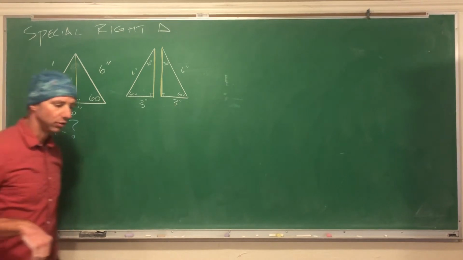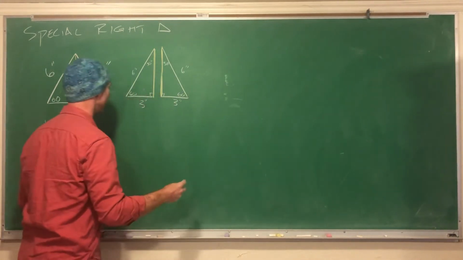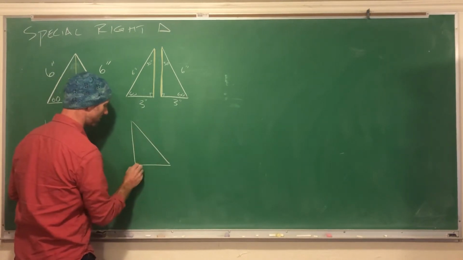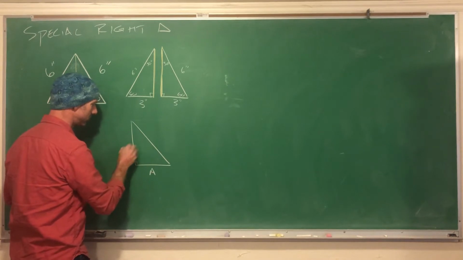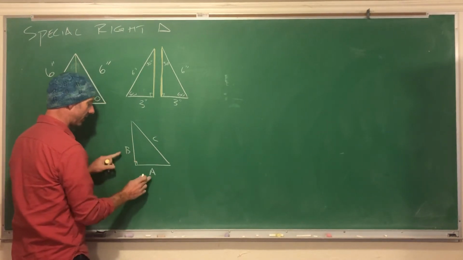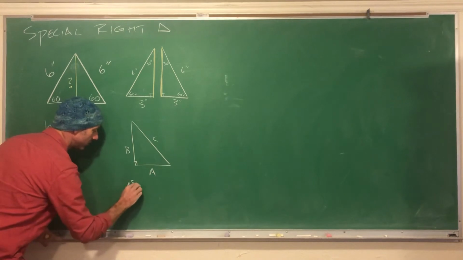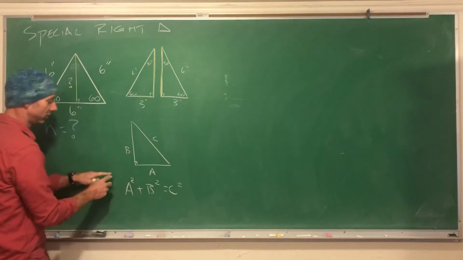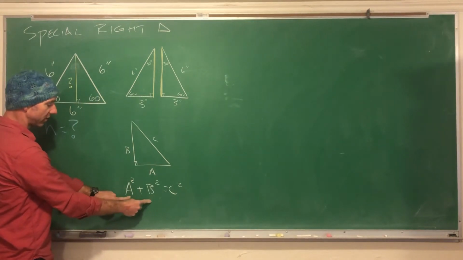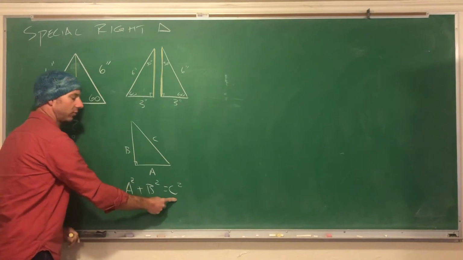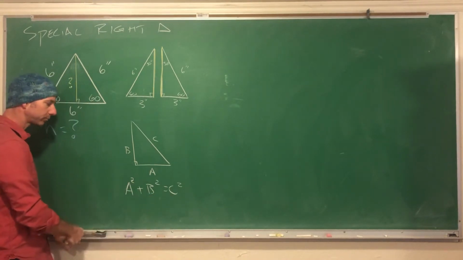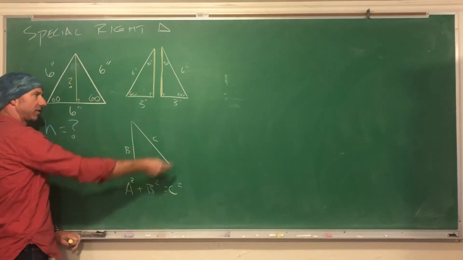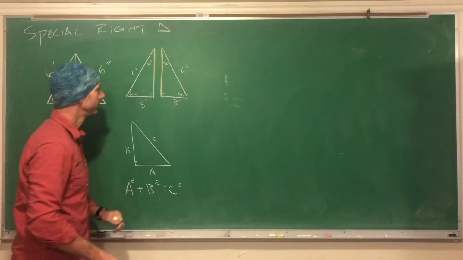In a previous course, you talked about the Pythagorean theorem. Now the Pythagorean theorem says, if I have a right triangle, that a squared plus b squared equals c squared. So if I have a right triangle, the sum of the squares of the legs, a squared and b squared, is the square of the hypotenuse. We're going to apply the Pythagorean theorem to one of these triangles.